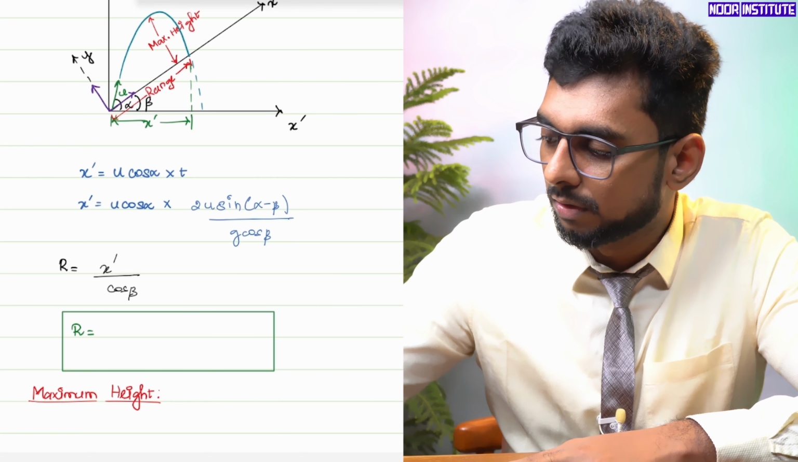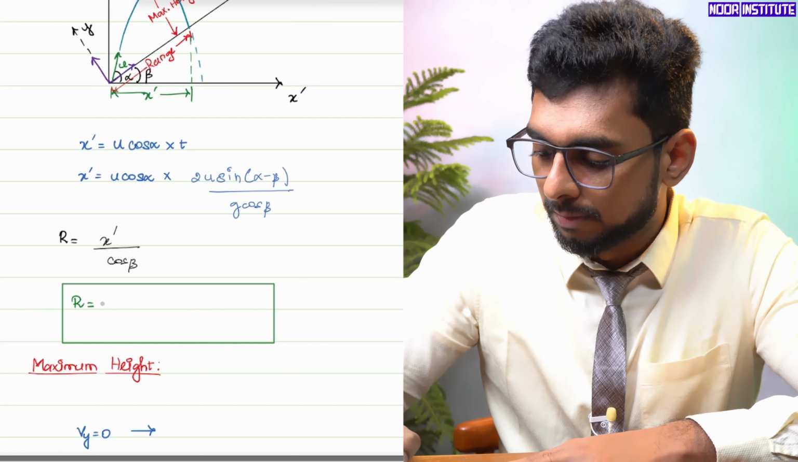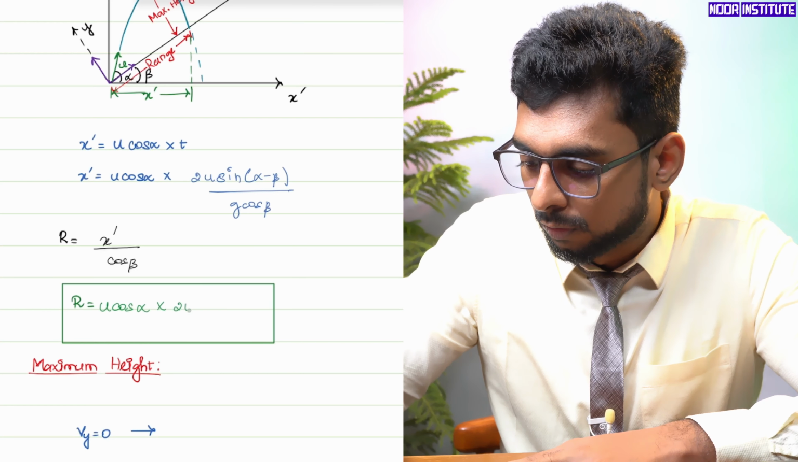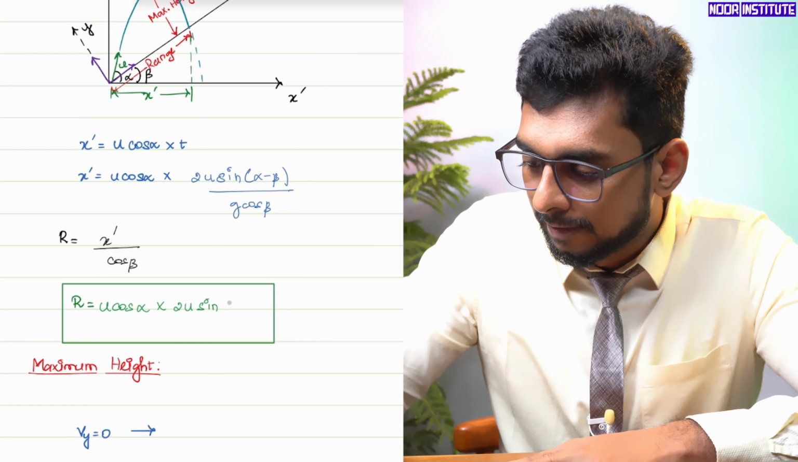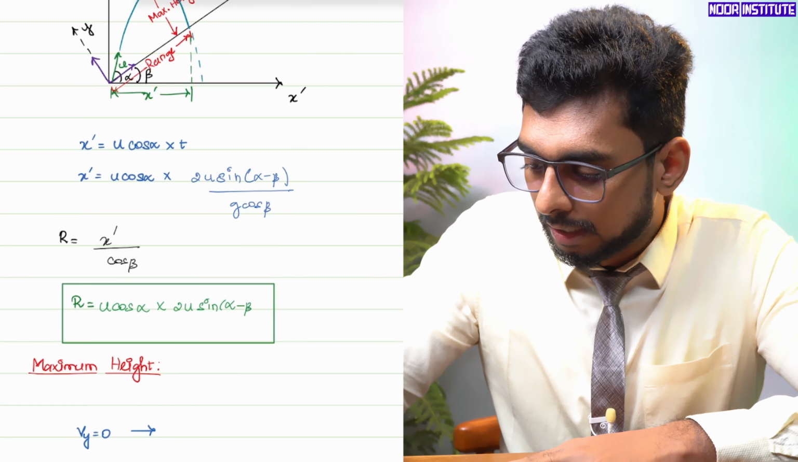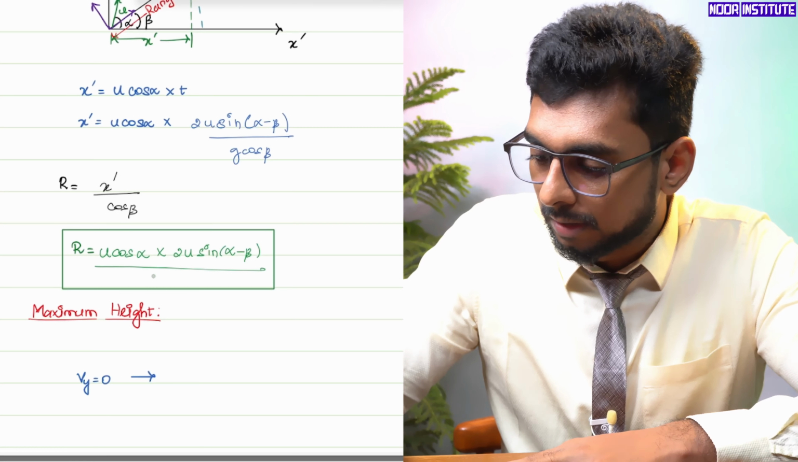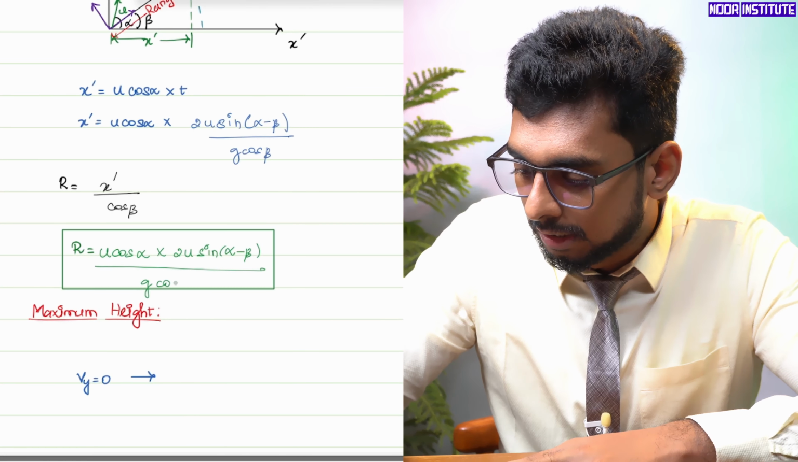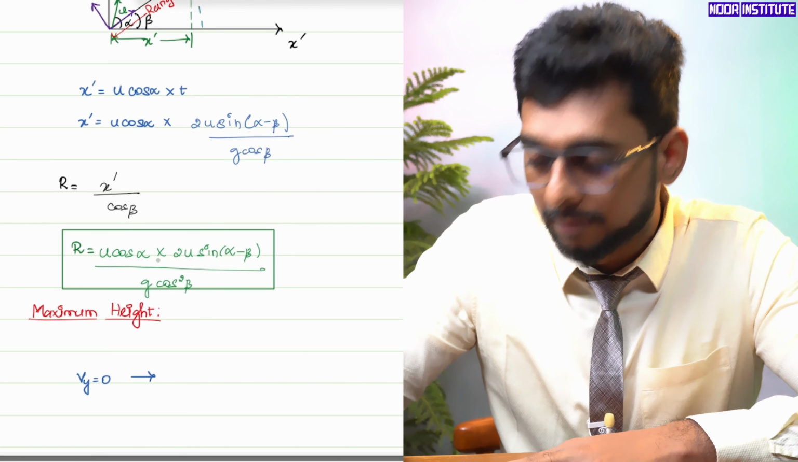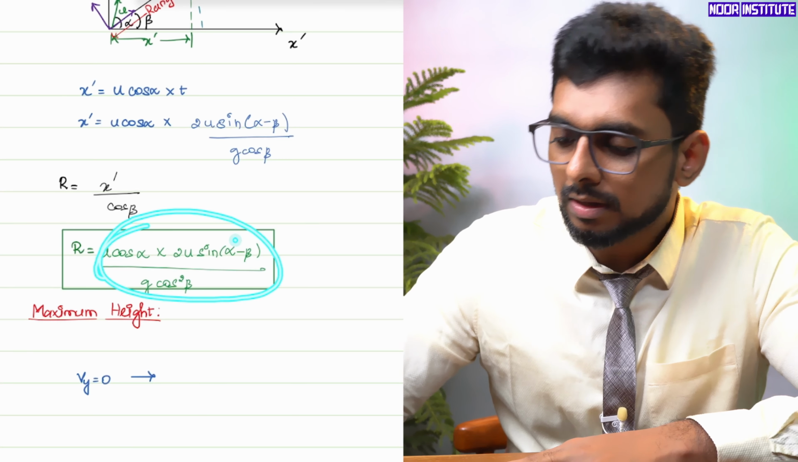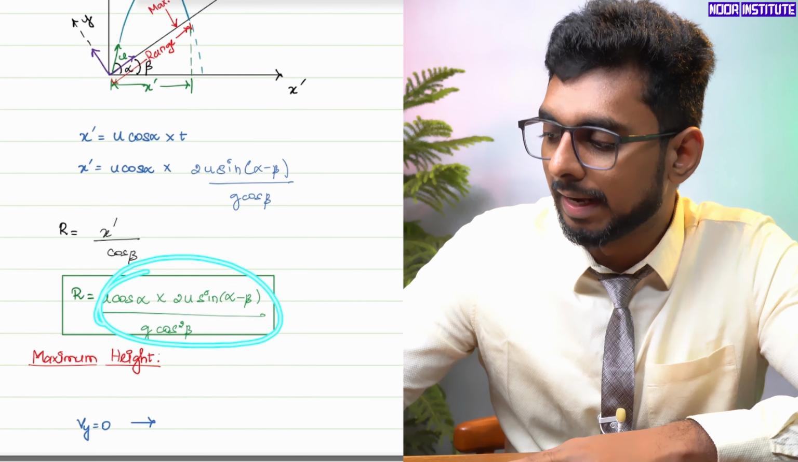So the final answer will be u cosine alpha into 2u sine alpha minus beta divided by g cosine square beta. So that's it. This is the range that it has covered with respect to the inclined plane.